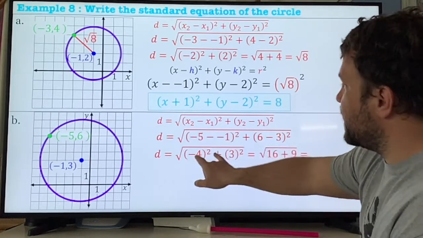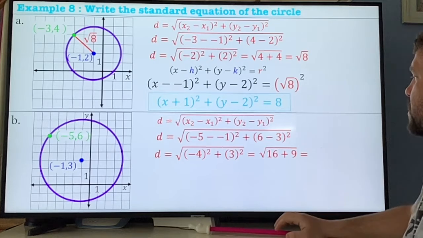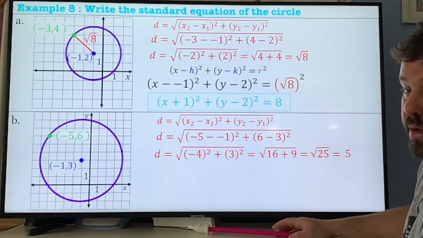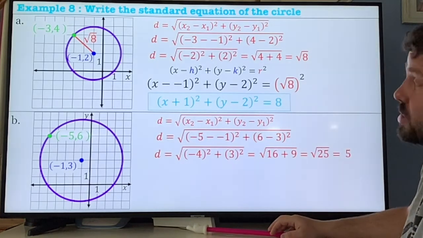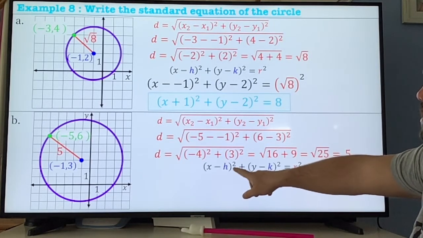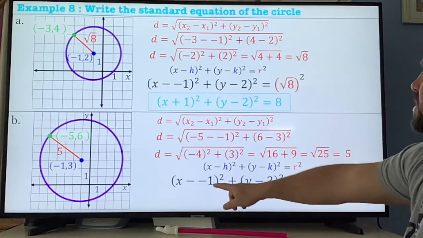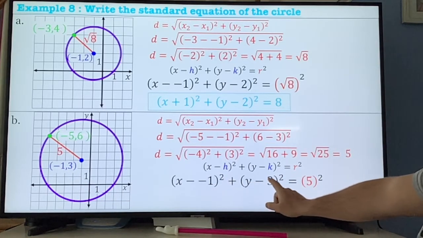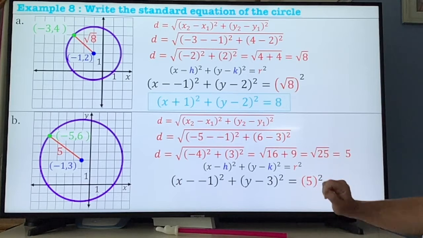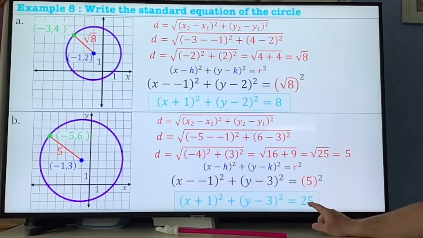All right, this step right here, remember what we did in the beginning of the year, always positive numbers. So square root of 25, you could say 5 if you want. You can leave it as the square root of 25 also if you'd like. Plugging it into our formula, H is negative 1, K is 3. X minus negative 1 squared plus Y minus 3 squared equals 5 squared, or equals the square root of 25 squared. X plus 1 squared, Y minus 3 squared, 25. And there you go.